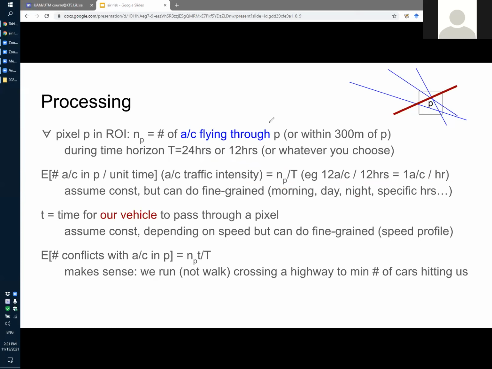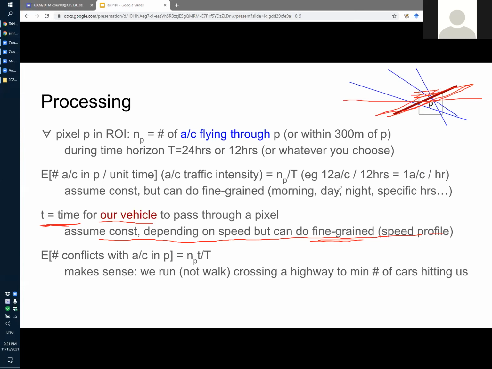And now we look at our drone or UAM vehicle, whatever it is. So maybe this red thing is the path or part of the path of the drone. And we say that this small t is the time for our drone to go through the pixel. And we assume that it doesn't depend on the pixel, that all the pixels are passed during the same time. So the drone spends the same time in every pixel. But again, if you want, you can do this fine-grained analysis with different speed profiles and how much of the pixel, does it only clip the corner or goes all the way across the pixel.